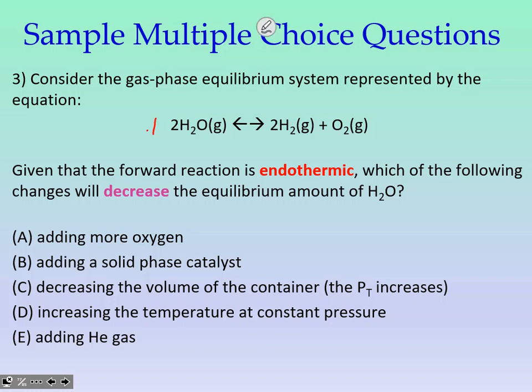Correct. First things first, gotta do that. So now, as it presents the scenarios to me, I can think about it. Adding more oxygen. Which way is that going to go? Towards the reactants. This way, right? So that's actually going to make more water. So that's a no, right? Adding a solid phase catalyst. What happens with adding a catalyst? Speeds.